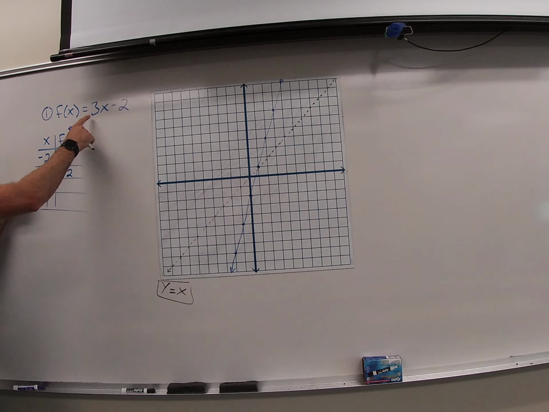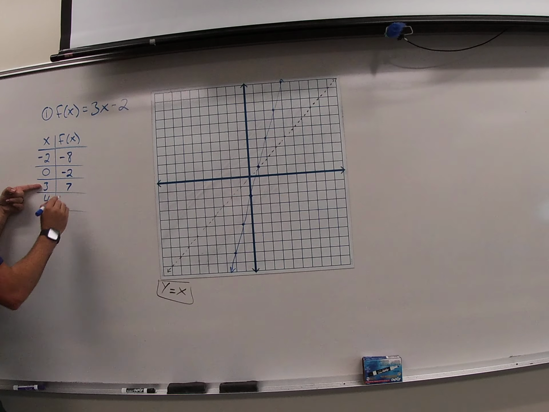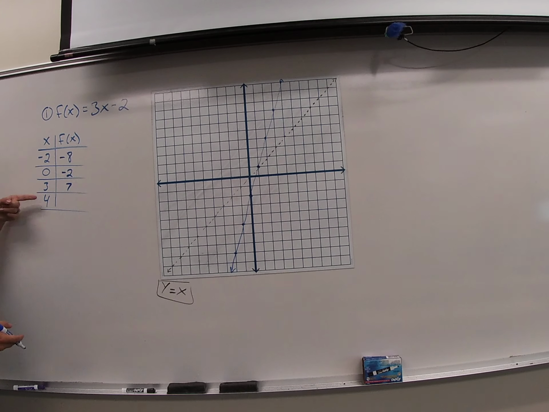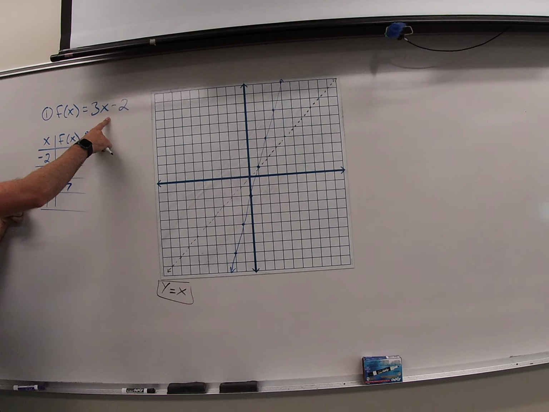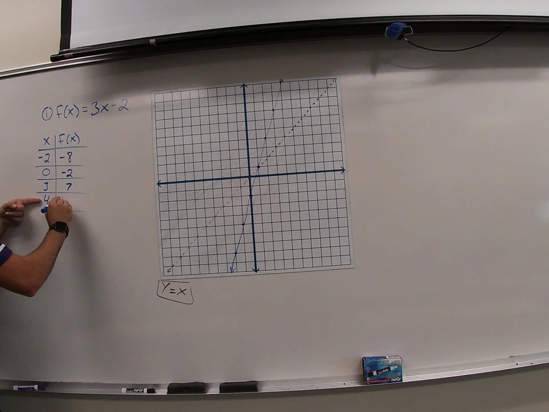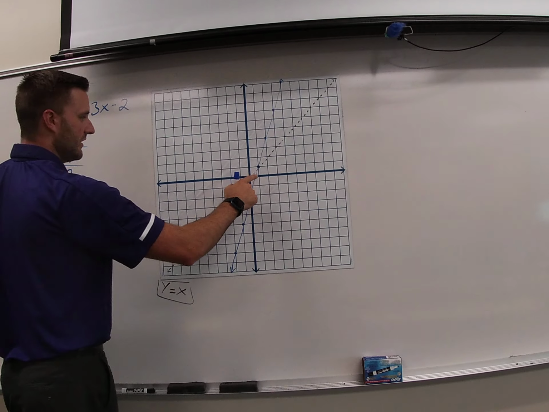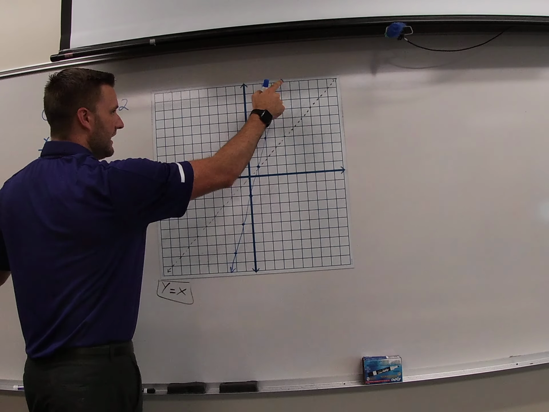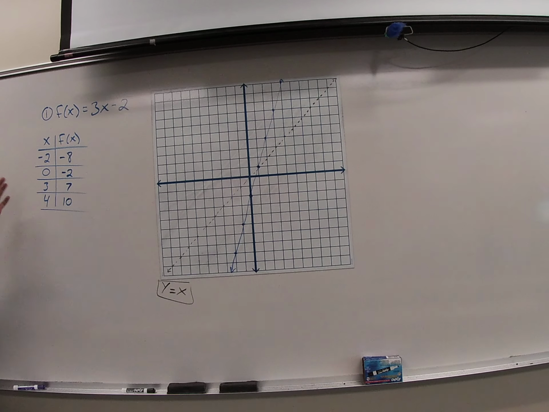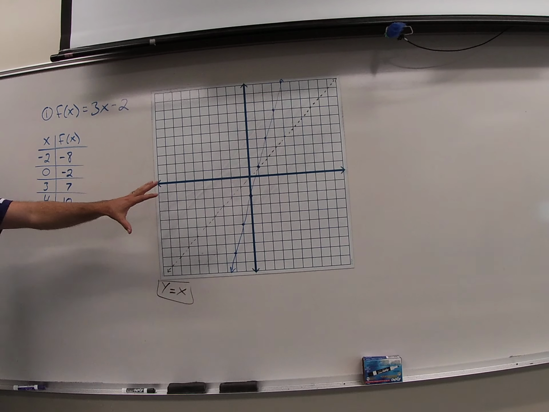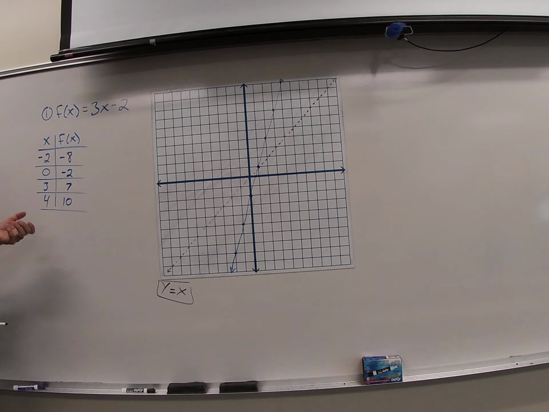When we plug in 3, 3 times 3 is 9. 9 minus 2 is 7. So when x is 3, y is 7. When x is 4, 3 times 4 is 12. And then 12 minus 2 is 10. And again, that's what we see here. When x is 4, y is 10. So it doesn't matter if you want to use the graph that you already put on the coordinate plane and look at those points, or if you want to plug in your values for x here.